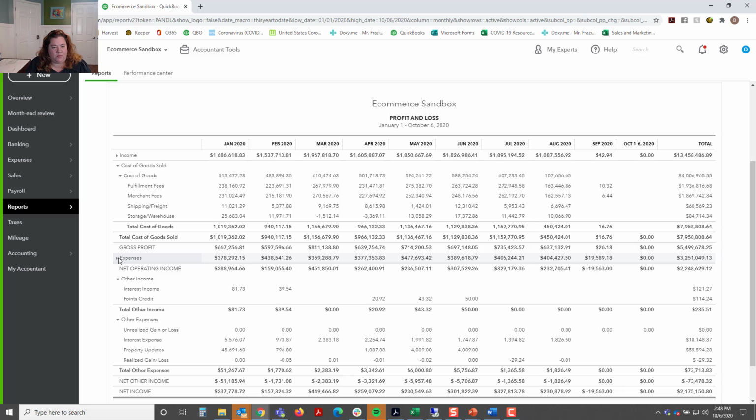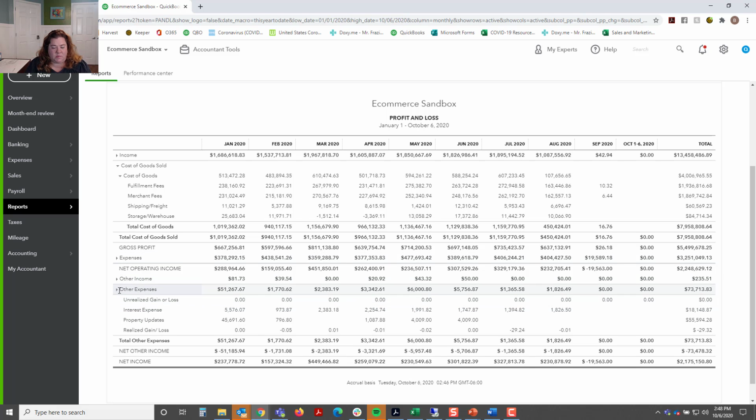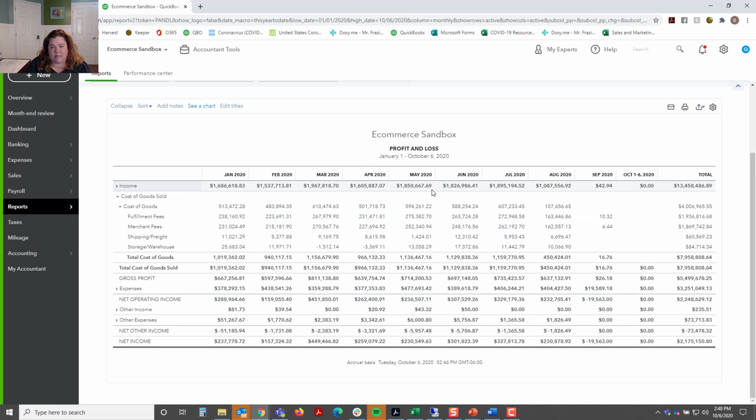Because let me break that out so you guys can see exactly what I'm talking about there. Because this is the kind of stuff I want you to be able to evaluate in your books. So I can see in the month of May, even though I had $25,000 more in sales than I did in June, June actually had a $70,000 higher net income.